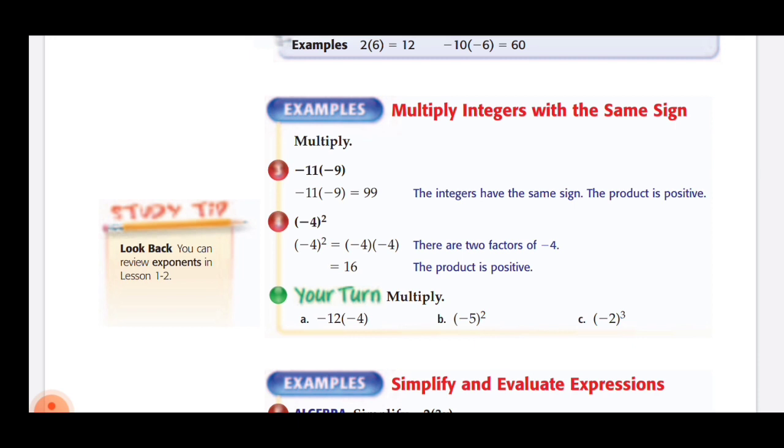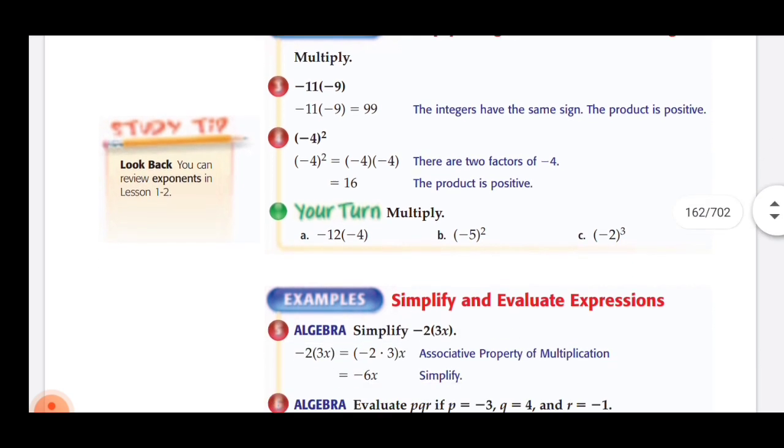Your turn. Multiply. A, -12 multiply -4. B, -5 squared. C, -2 cubed.